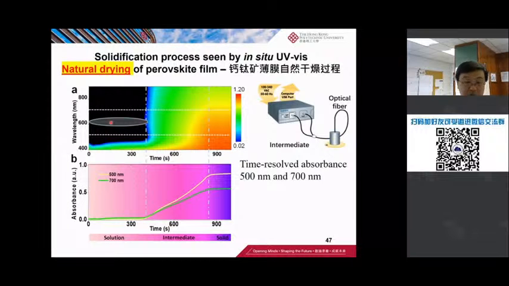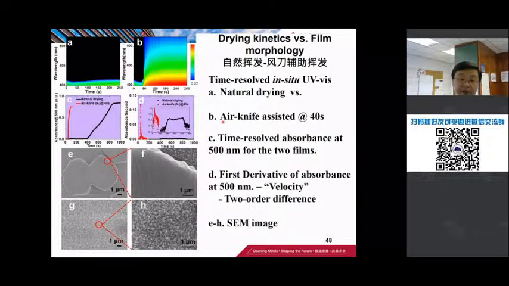Very wide window, so that we will be able to see nothing changes in the liquid phase. And in the middle, you have the intermediate phase in the green part. After 800, 900 seconds, you'll see it stabilize. So during this window, you can do air knife quenching, faster drying, and we will be able to see the red curves here.